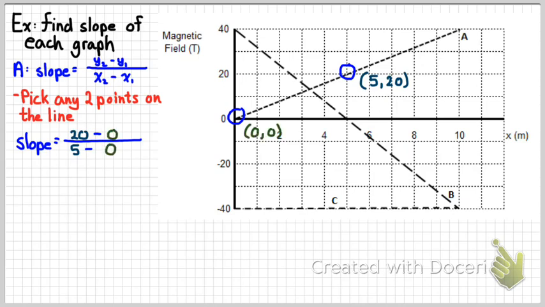So that's real nice. So now I just got to do some arithmetic. 20 minus 0 is 20. 5 minus 0 is 5. And 20 over 5 is 4. Now I'm not done yet. I still need to figure out what the unit is. The y unit is Tesla, capital T, and then over the x unit, which is meters. So my complete answer for the slope would be 4 Tesla per meter.